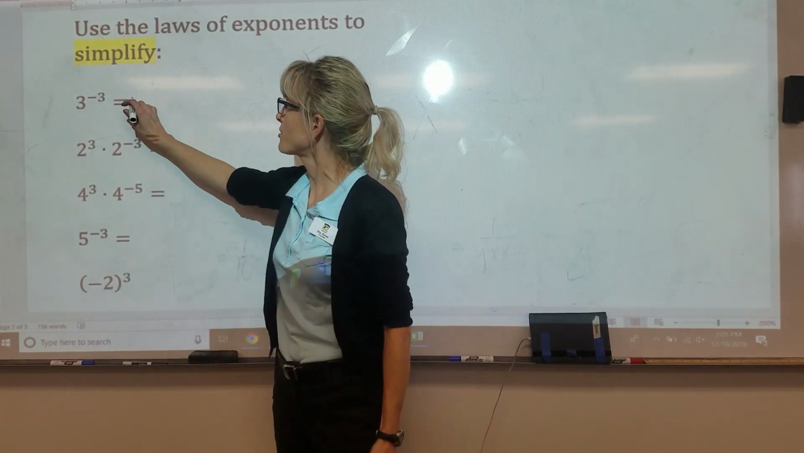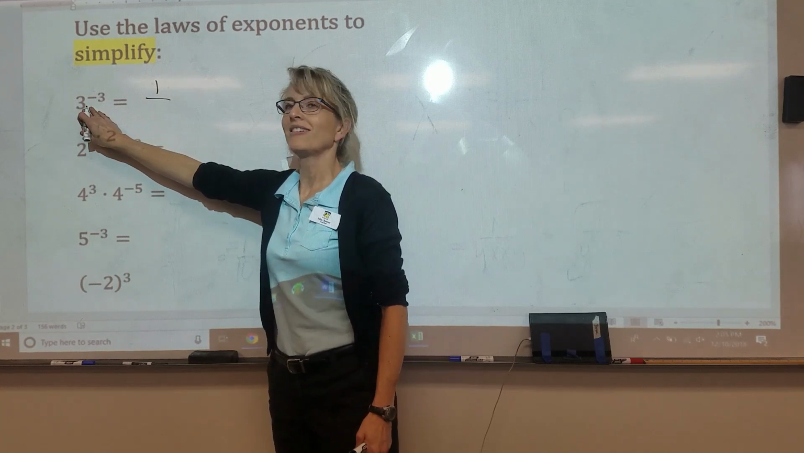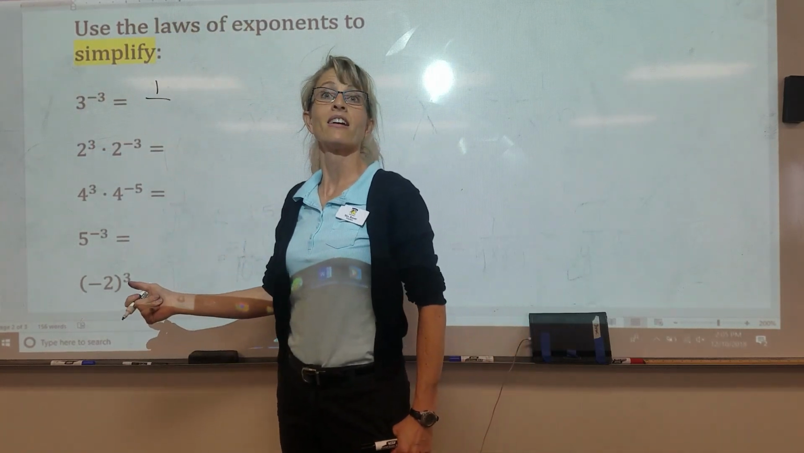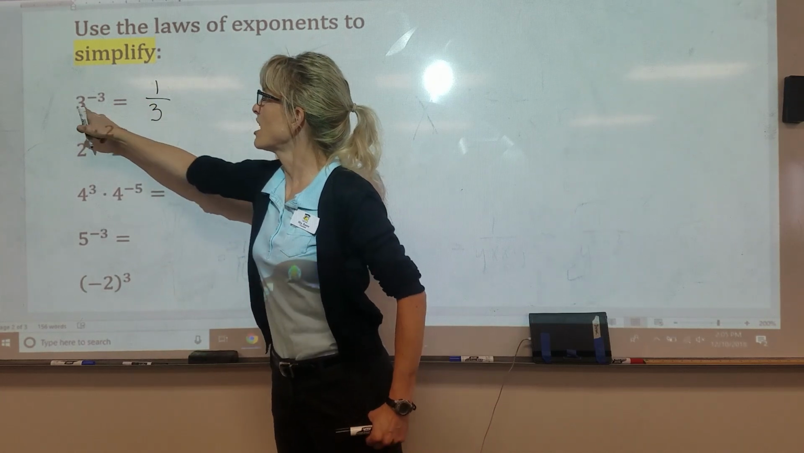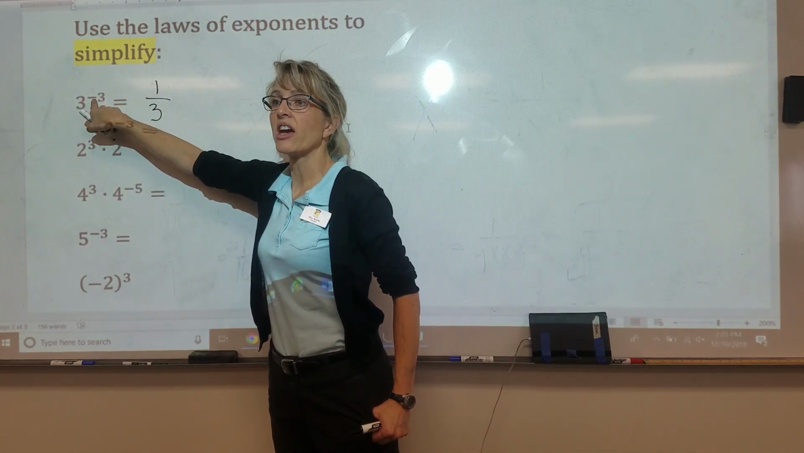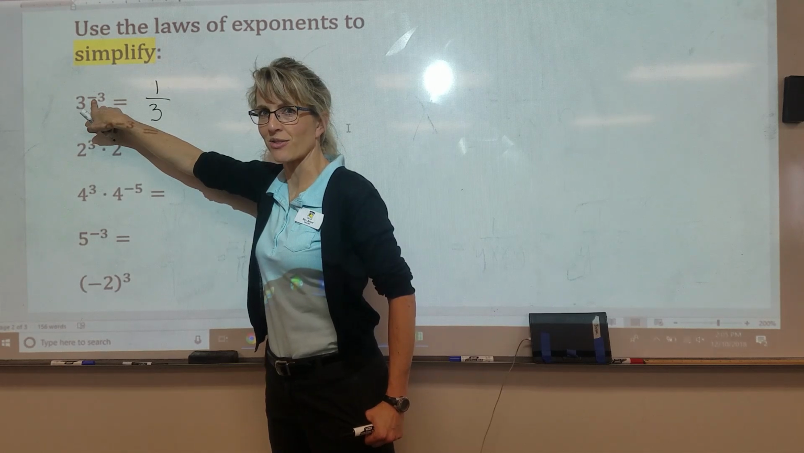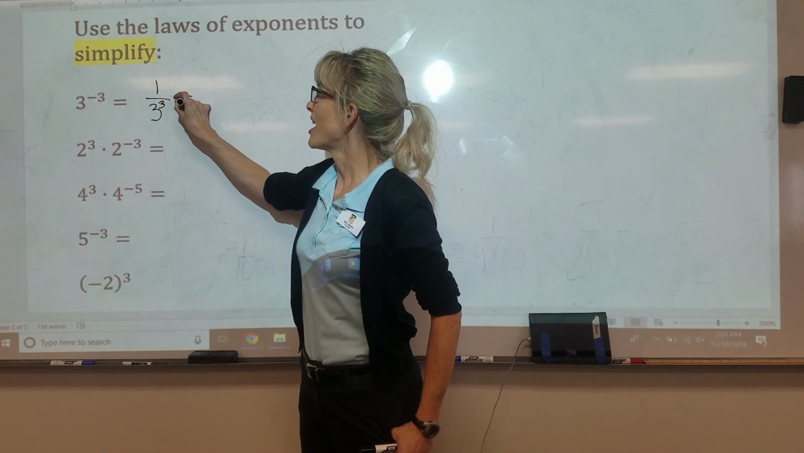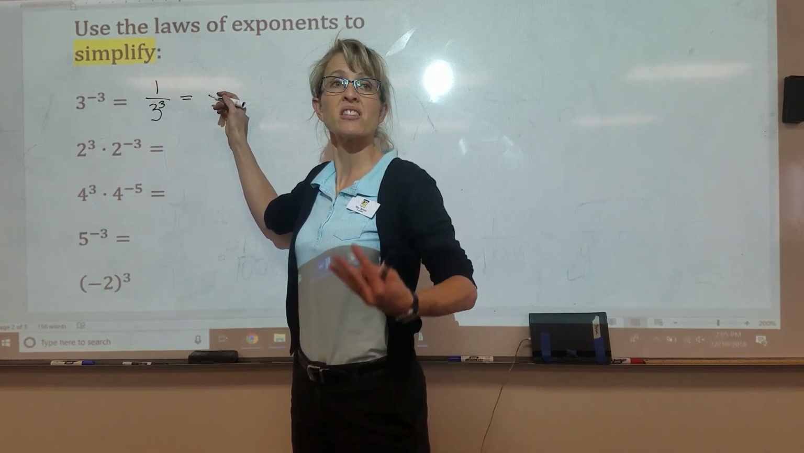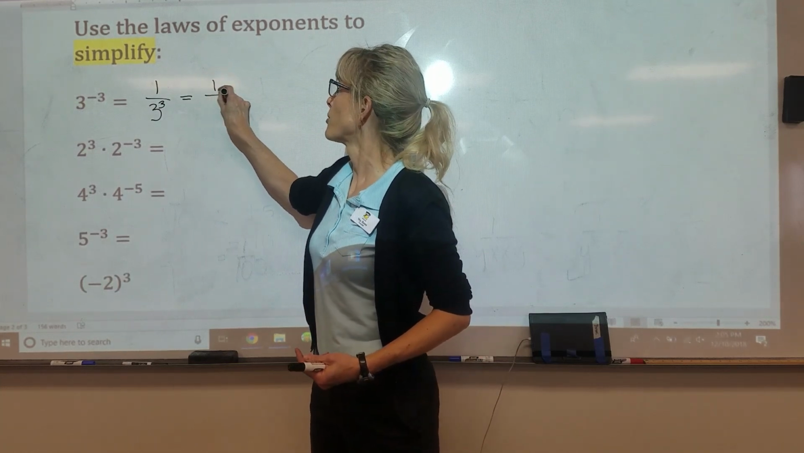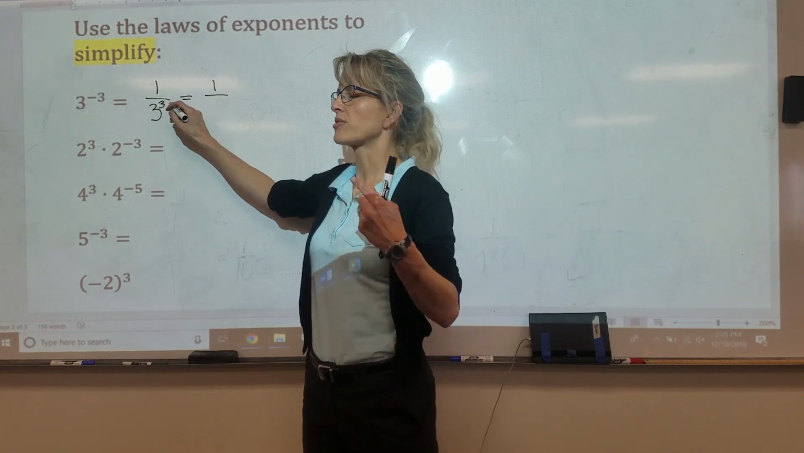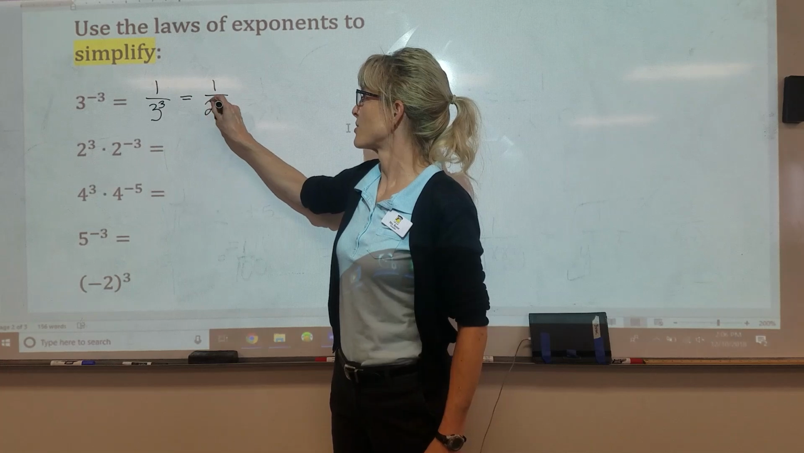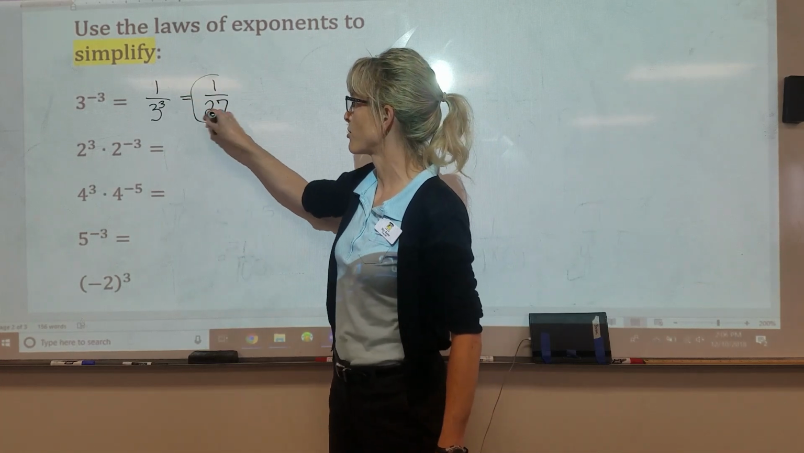All right, 3 to the negative 3. Where do I write the 3? Numerator or denominator? Denominator. So the 3 goes in the denominator, and then the sign of the exponent turns positive. So 3 cubed. But I'm not done yet because it's not in its simplest form. So I'm going to write 1 over 3 cubed, which is 3 times 3 times 3. That's 27, very good. So that's the simplest form, done.